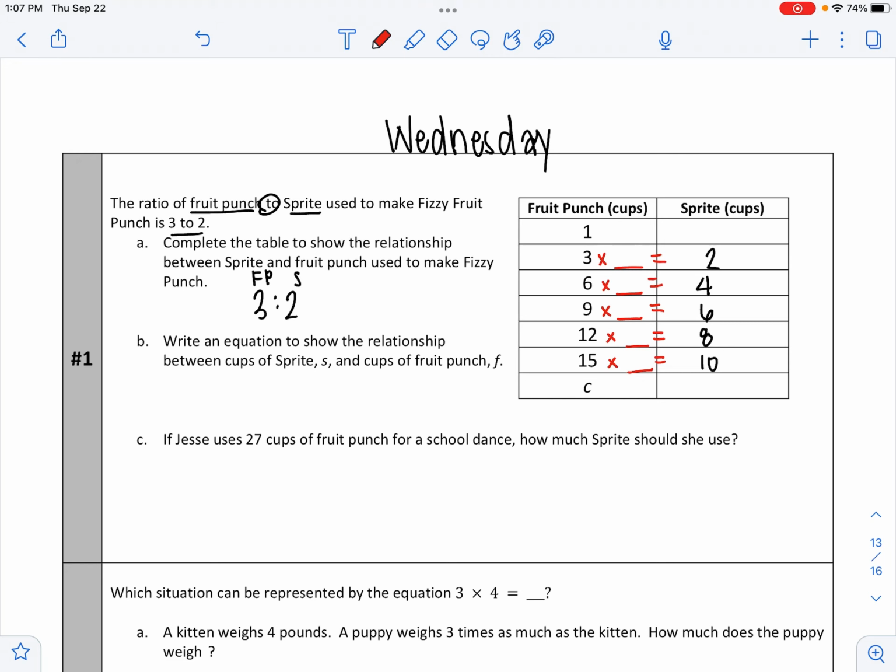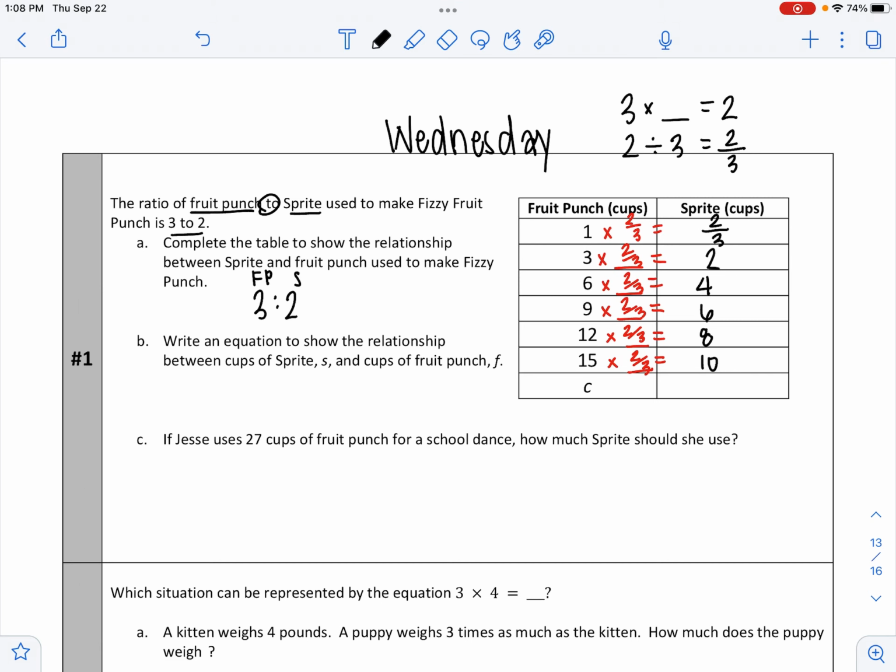To find out 3 times something equals 2, I want to use my inverse operation. 3 times something is 2. I can divide 2 by 3, which is of course just 2/3 written as a fraction. I know that 3 times 2/3 is 2, 6 times 2/3 is 4, 9 times 2/3 is 6, and so on. Since this is the pattern that we're following throughout the table, I know that I can also multiply 1 times 2/3 for 2/3 cup of Sprite for 1 cup of fruit punch.